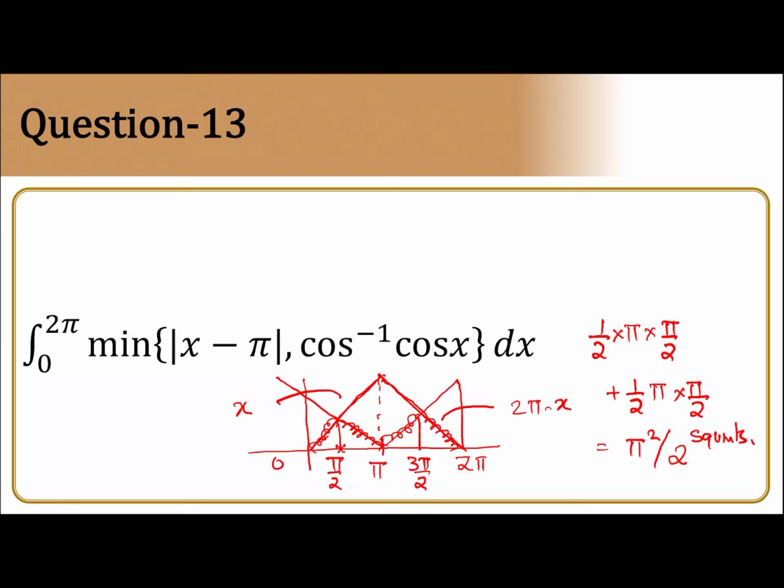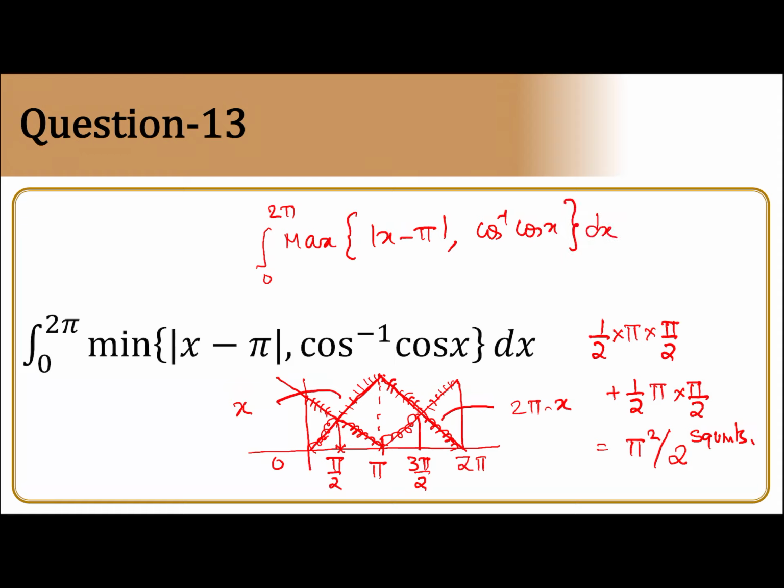So this problem is again different. Graphically, when we talk about maxima, the maxima will be this part. This is the maxima. Same. You can easily draw by using the trapezium rule. If they ask the same question in maxima, you try for maxima. I write the problem: 0 to 2 pi, max of mod x minus pi and cos inverse cos x.